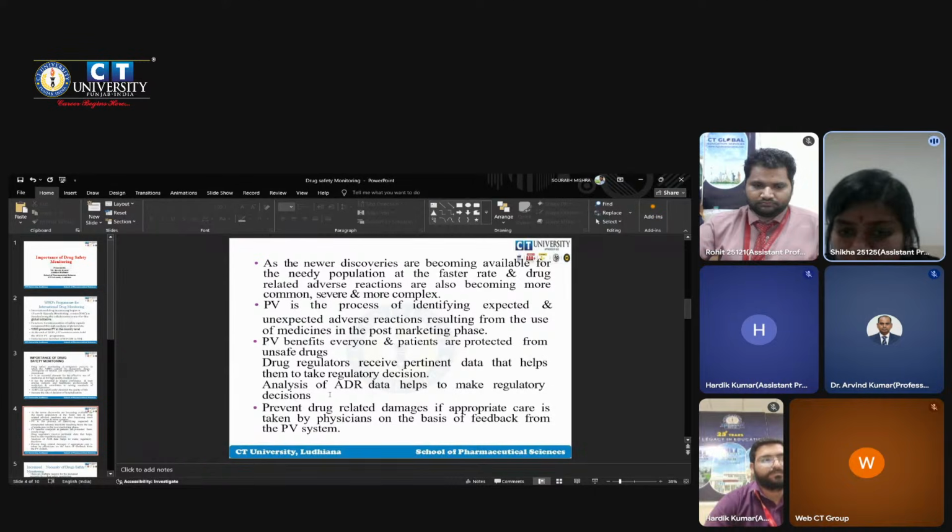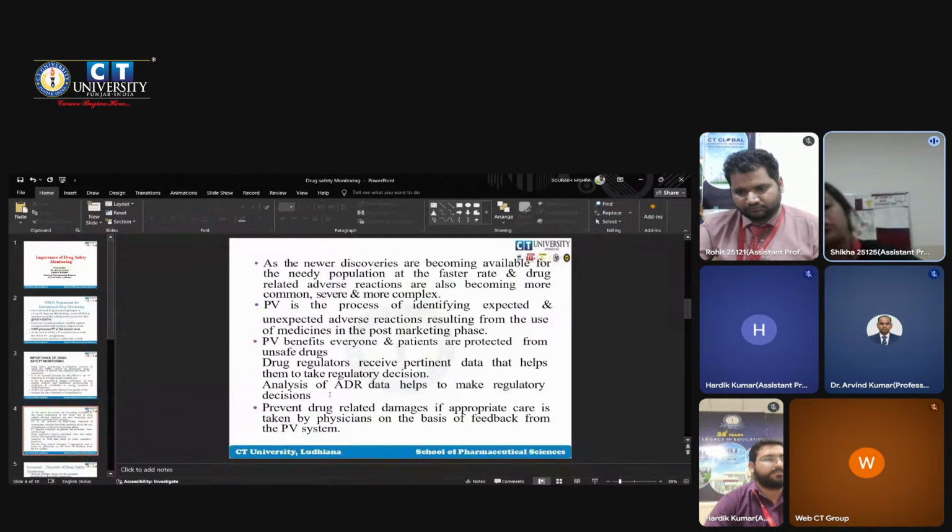Next, drug regulators receive pertinent data that helps them to take regulatory decisions. Regulatory decisions means whether a drug is safe, or whether it should be allowed to be sold in the market or not. Next, analysis of ADR data helps to make regulatory decisions. Next, prevent drug related damage if appropriate care is taken by the physician on the basis of feedback from the PV system, the pharmacovigilance system.